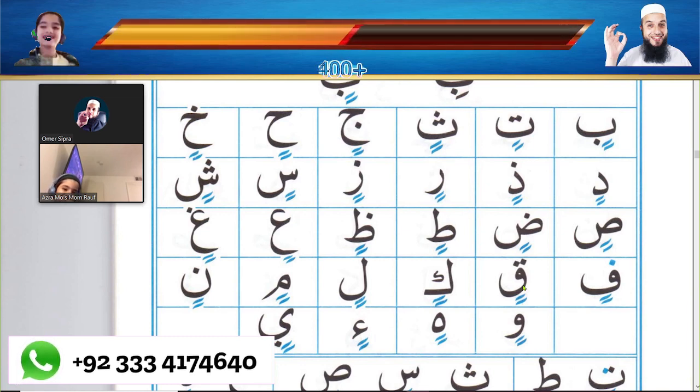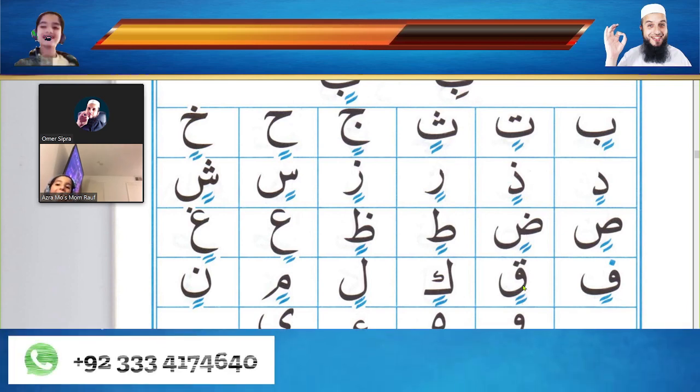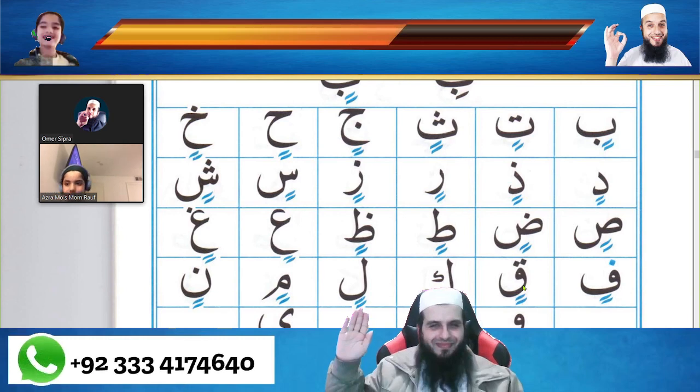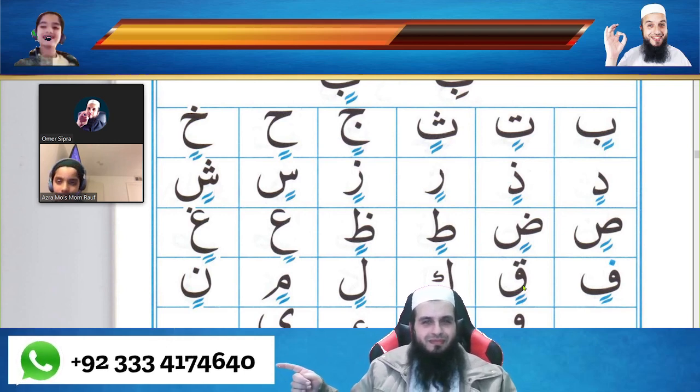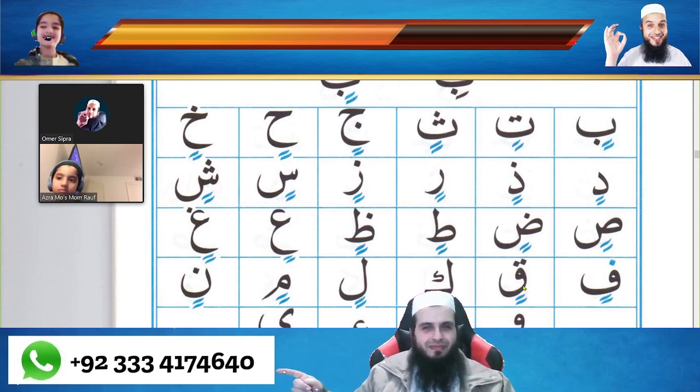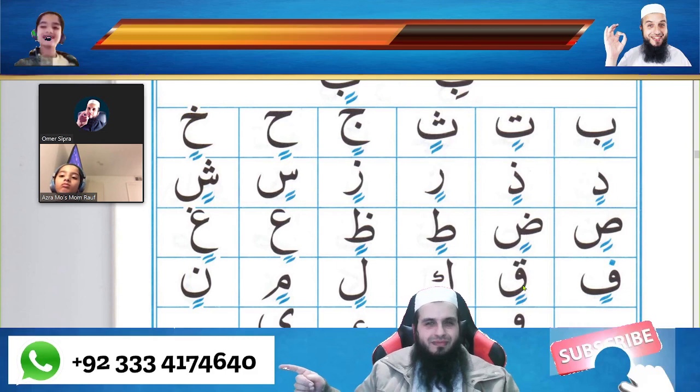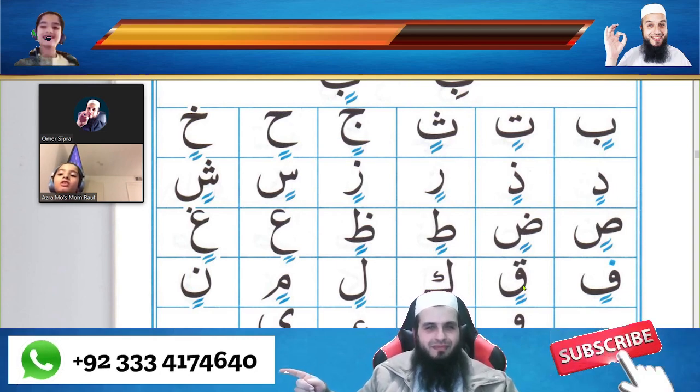From the back side of the roof. Like this part? Yeah, it cannot be seen, it cannot be visible, but it can be imagined or it can be seen in the image, in the drawing. So it is at the back side of the roof. It is qaf. Say qaf.